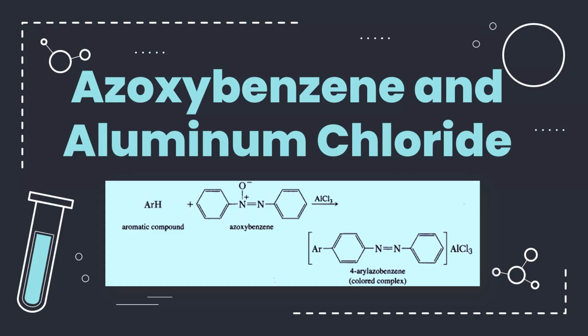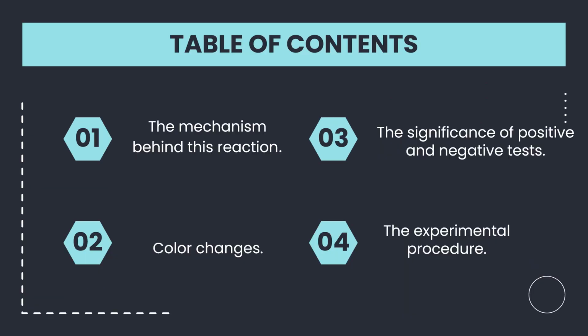This reaction is significant in organic chemistry as it demonstrates electrophilic aromatic substitution, which is a fundamental mechanism that illustrates how aromatic compounds can react under specific conditions. So in this presentation, we will explore the reaction, and our goal is to observe how these compounds interact and produce 4-aryl azobenzene, which is a colored compound. First, we will discuss the mechanism behind this reaction, the expected outcomes regarding color change, and the significance of positive and negative tests. And finally, I will also detail the experimental procedure.